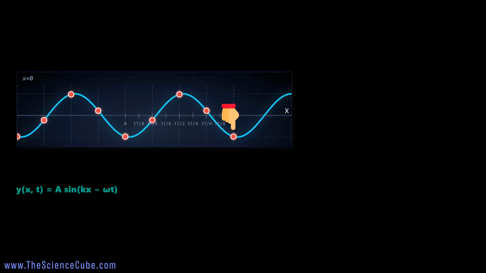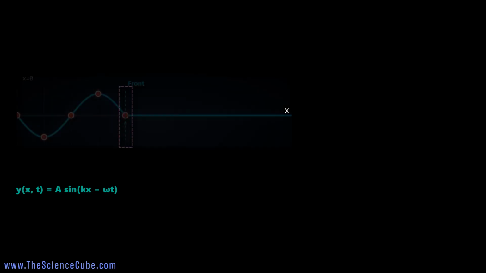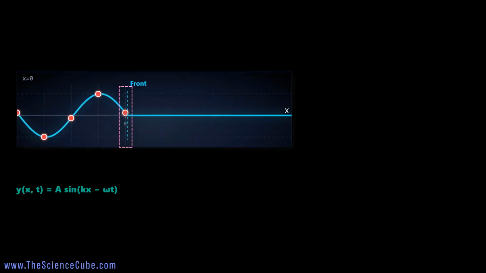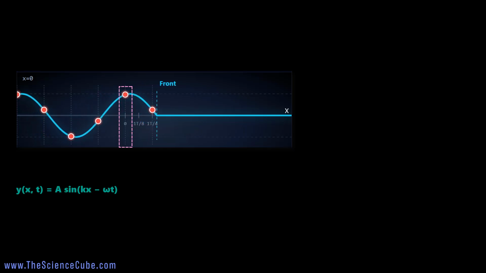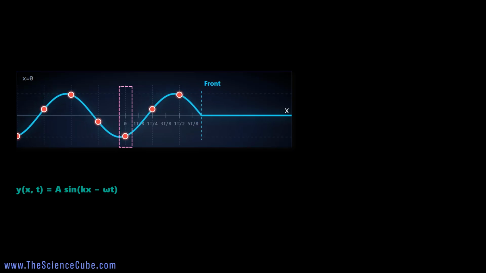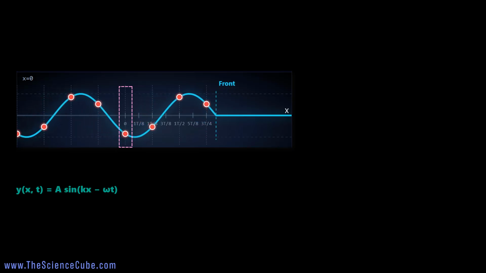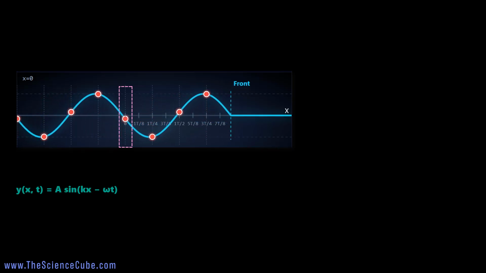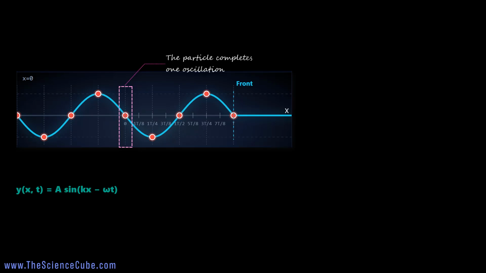So if we follow the motion of this point, we see that it is moving up, reaches its peak point, or the amplitude, then starts coming back to its equilibrium position, continues to move down to its lowest point, that is the amplitude again, but in the negative direction, and then starts its return journey to reach the equilibrium position, completing exactly one oscillation.